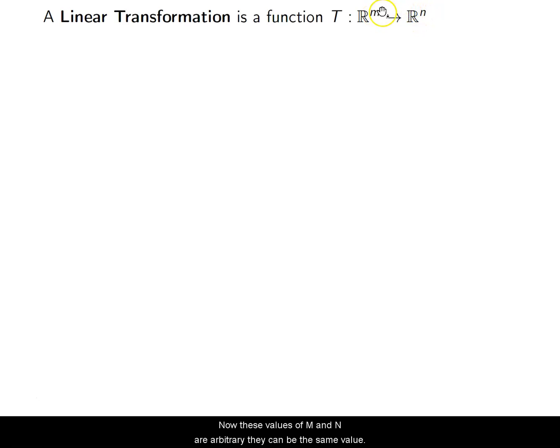Now these values of m and n, they're arbitrary. They can be the same value, they can be different values. Really just depends on what we're talking about, okay? But we use m for the number of entries we're going from, and n is the number of entries that we're going to. Now if I were to switch these around, then n would be the number of entries I'm going from, and m would be the number of entries I'm going to. Okay, so these things are interchangeable. They're not fixed values. They're just variables.